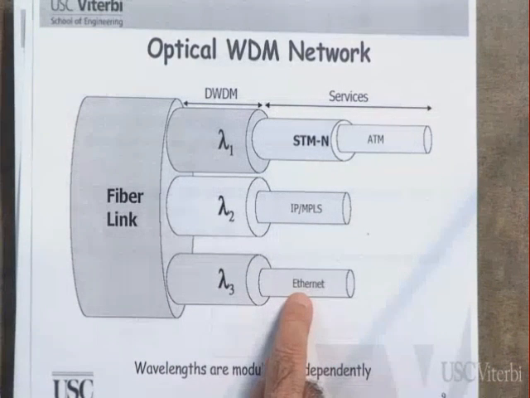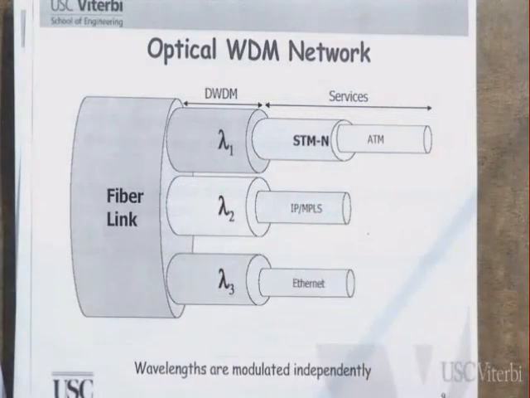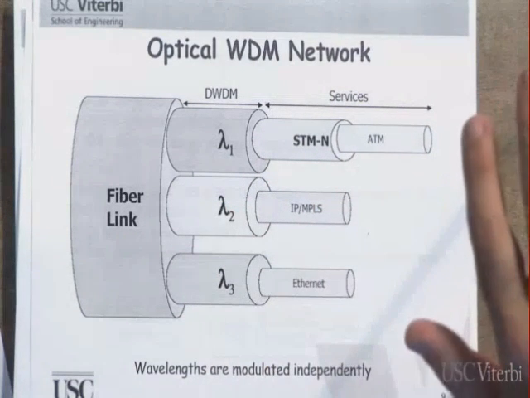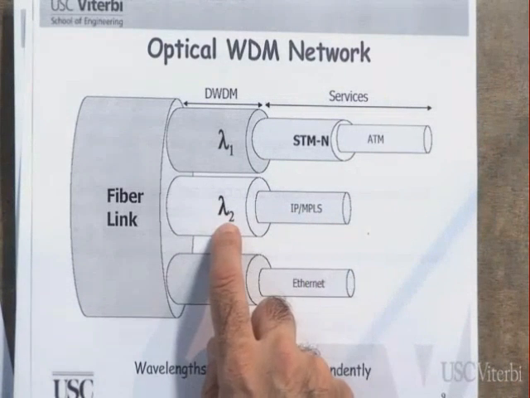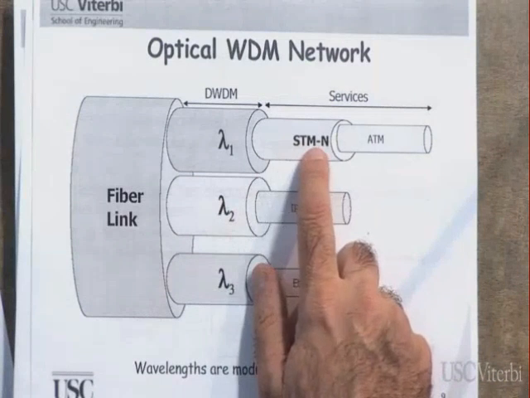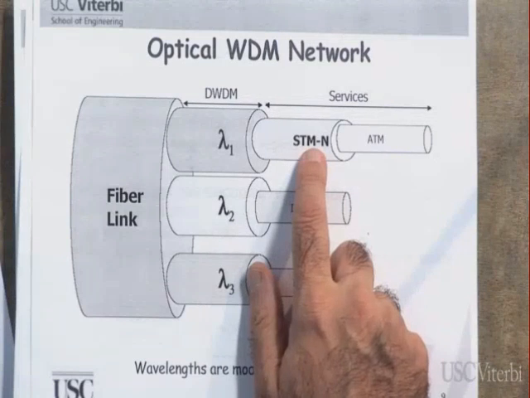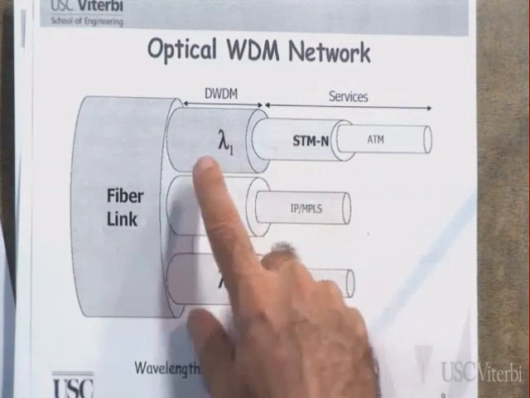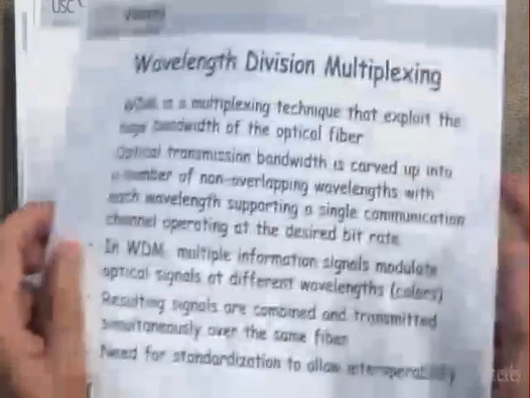So for example, when you see Ethernet, it means Ethernet over a wavelength: the Ethernet frame over an optical wavelength. Clear? This one, IP or MPLS, over lambda 2. This one, STM-N, is what we refer to as the synchronous digital hierarchy, or STS in the case of SONET. SONET over a wavelength. Clear?